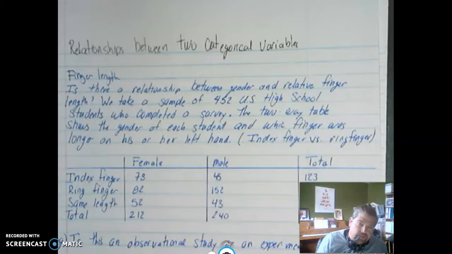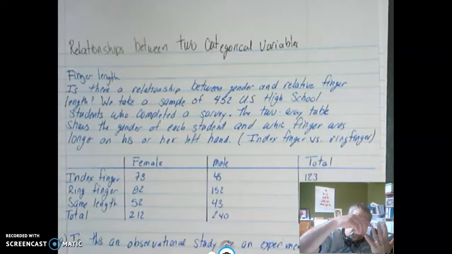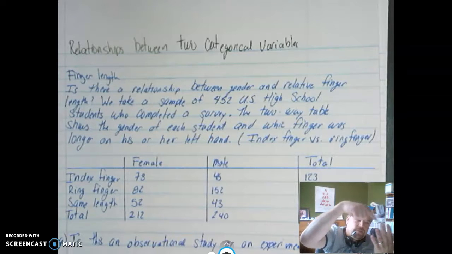Okay, so we're going to be looking at finger lengths. Is there a relationship between gender and relative finger length? We take a sample of 452 U.S. high school students who completed a survey. The two-way table shows the gender of each student and which finger was longer on his or her left hand. We're comparing the index and ring finger, those two right there.